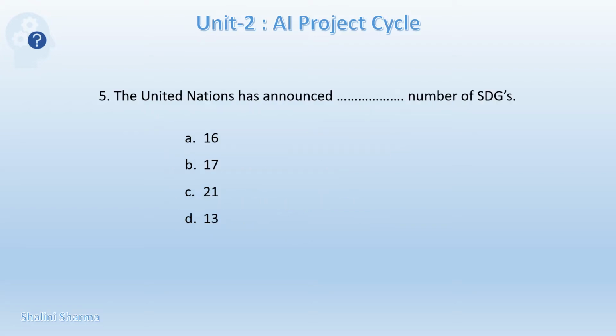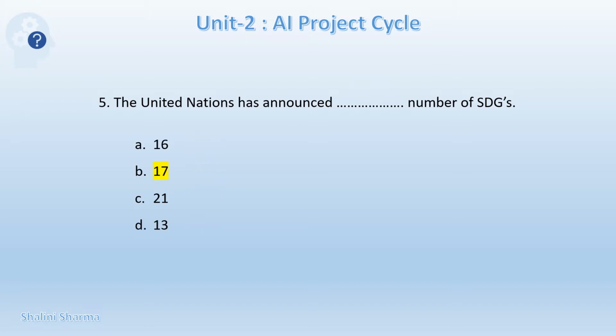Fifth question. The United Nations has announced dash number of SDGs. Option A 16, option B 17, option C 21, option D 13. Students, as we are aware that the United Nations has announced the Sustainable Development Goals, there are different categories of these development goals. So how many development goals have been announced by the United Nations? Is it 16, 17, 21 or 13? The correct answer is 17. The United Nations has announced 17 SDG goals.